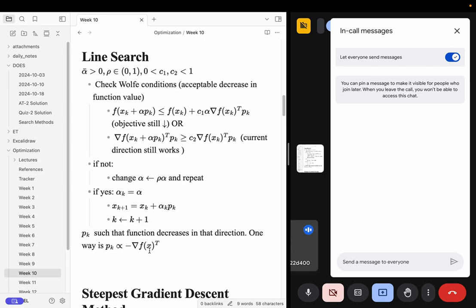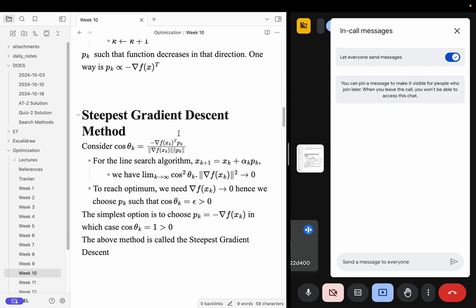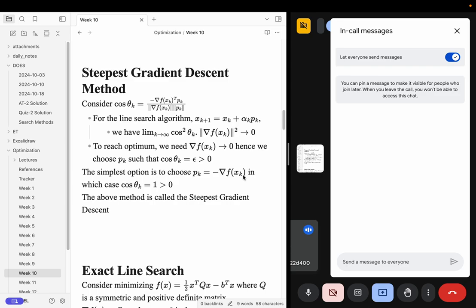I can use either the Newton method or a gradient descent method. In gradient descent, I'll just take pk as minus grad f and stop there. But once we use this method, there are chances that it can oscillate. The gradient can become 0 in some region, so it will be very slow. As you go closer and closer to the optimal point, the gradient becomes very close to 0. So each update step becomes very close to 0, and you might not reach the optimum faster.